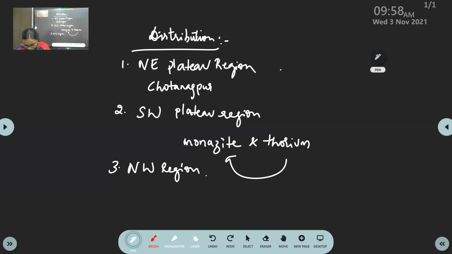Next. Iron ore. Ferrous minerals. Which all minerals are given in NCERT, just study them. Don't break your heads for other minerals. Iron, manganese, and bauxite. These are important. These are major minerals. First one, iron ore.